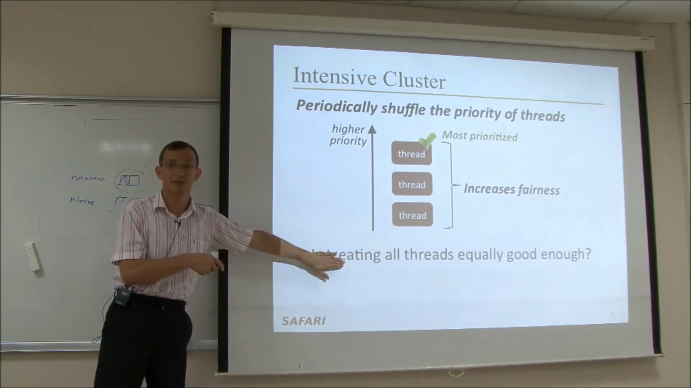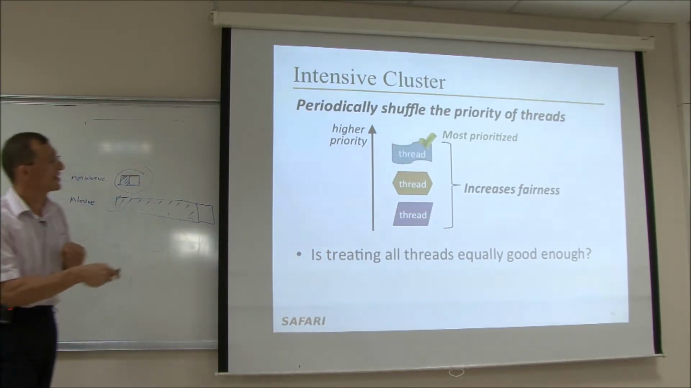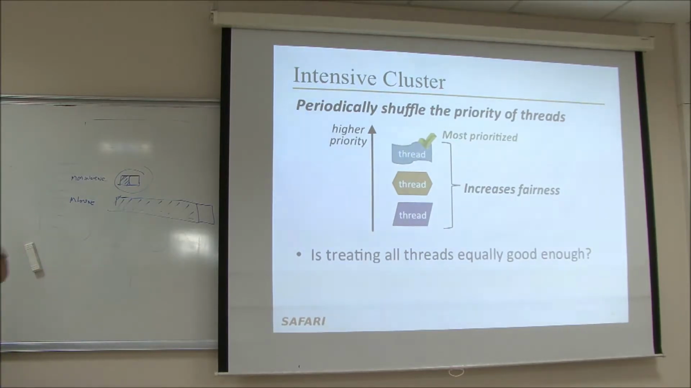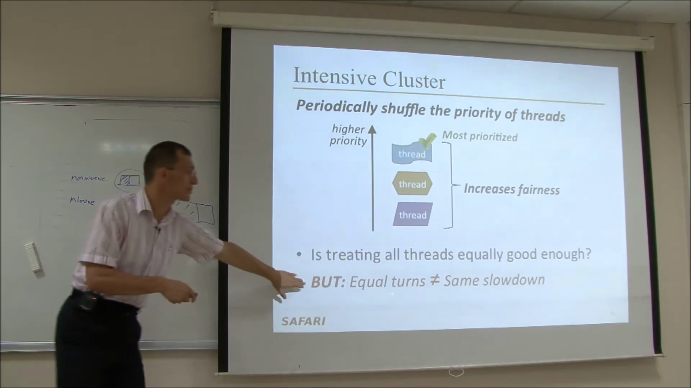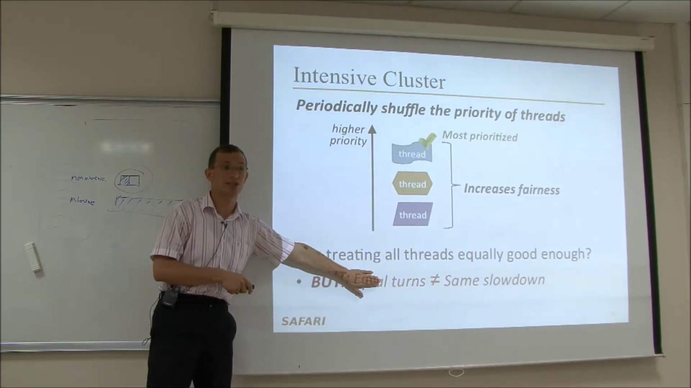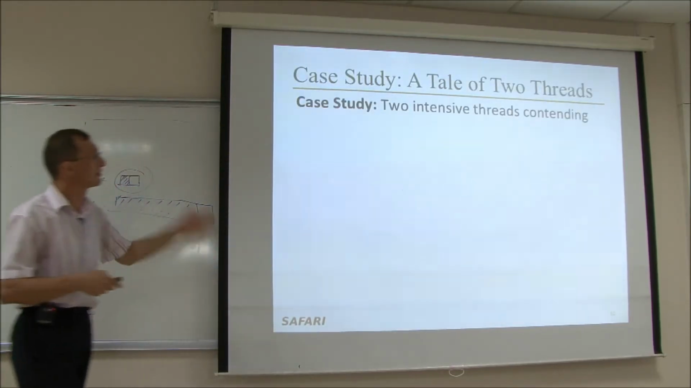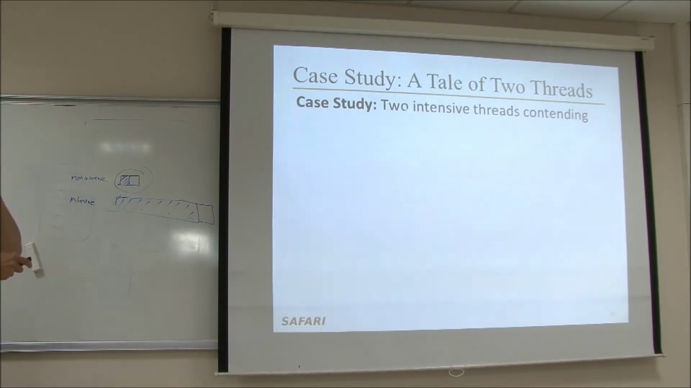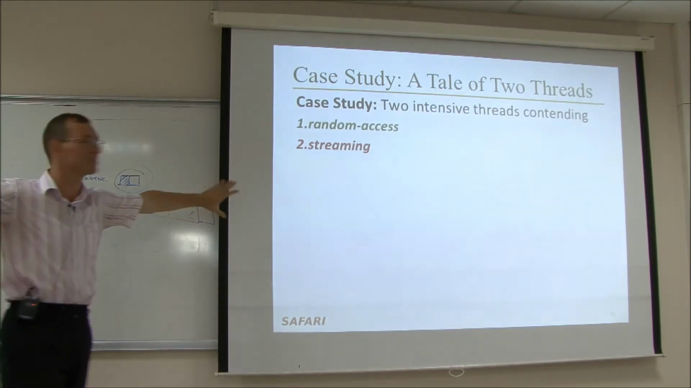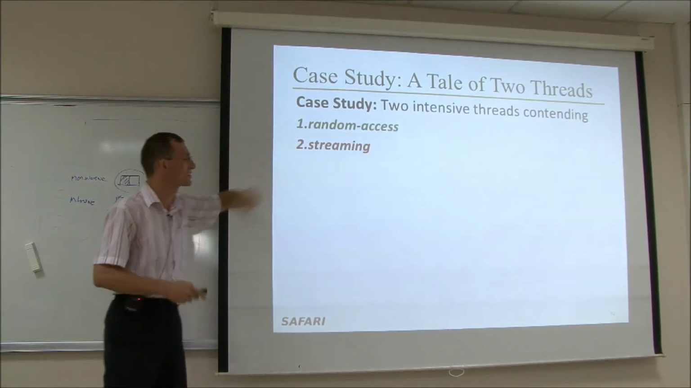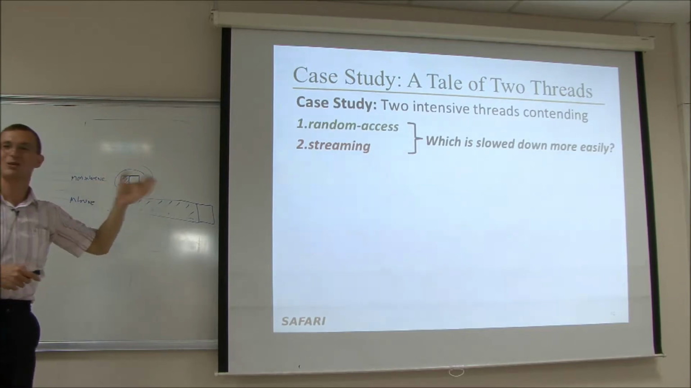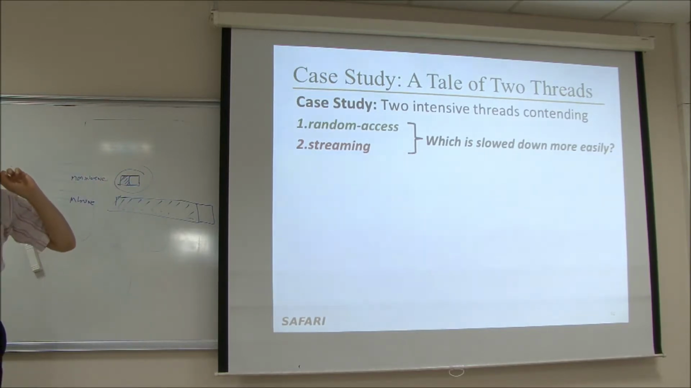Because threads have different behavior. Threads are not homogeneous. They're heterogeneous in their behavior. Equal turns do not lead to the same slowdown. Let's take a look at why this is the case. We've run experiments with two intensive threads, and we're going to get back to random access and streaming. These are two ends of the spectrum, right? It could be purely random access, purely streaming. Which one slows down more easily? Random access. That's right, exactly.